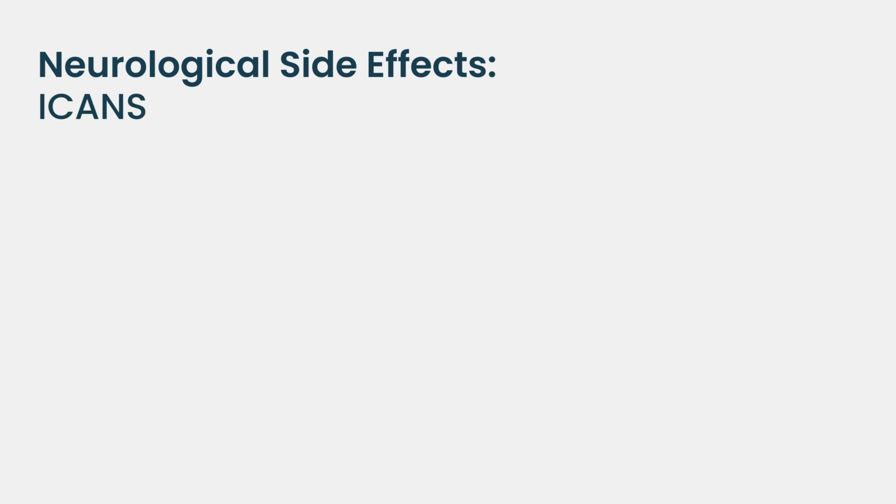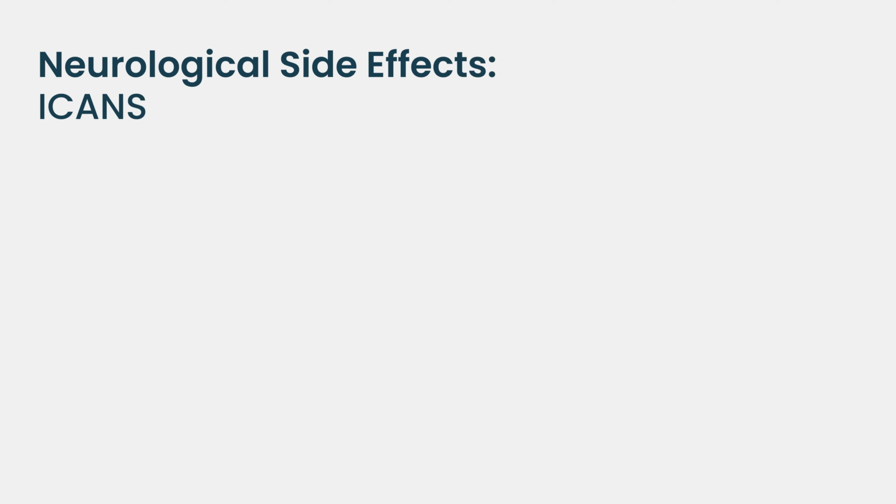There have been descriptions of neurological side effects, the same ones we see with CAR T cells. We call that immune effector cell-associated neurological syndromes. These are very rare, only 2-3%, rarely very severe, and it's a little bit unclear how they are related to the treatment. There are two other important effects to know.